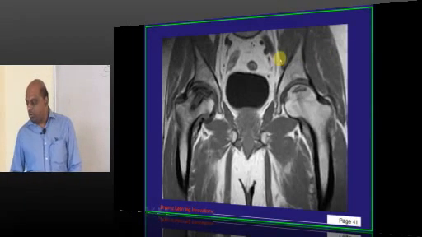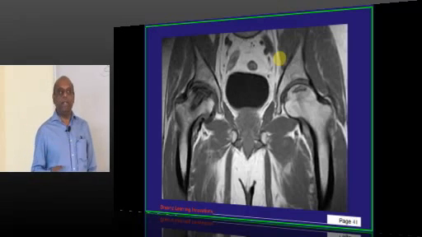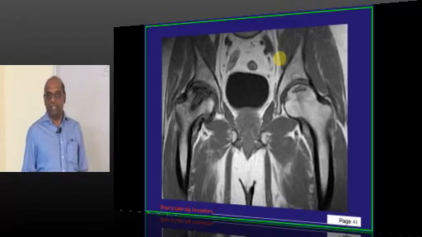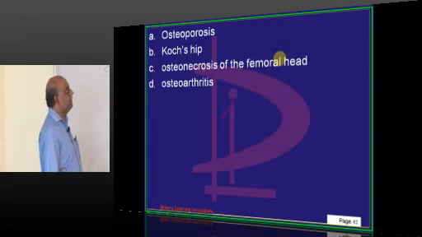What is the most important investigation of choice for avascular necrosis? MRI. MRI can wonderfully delineate.